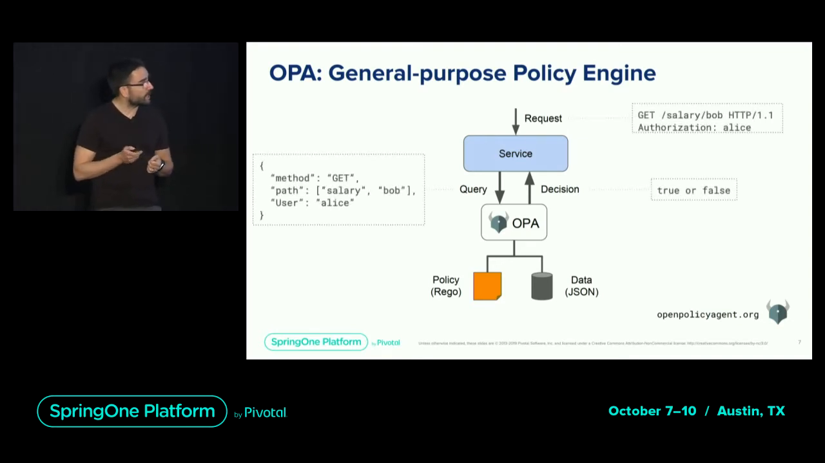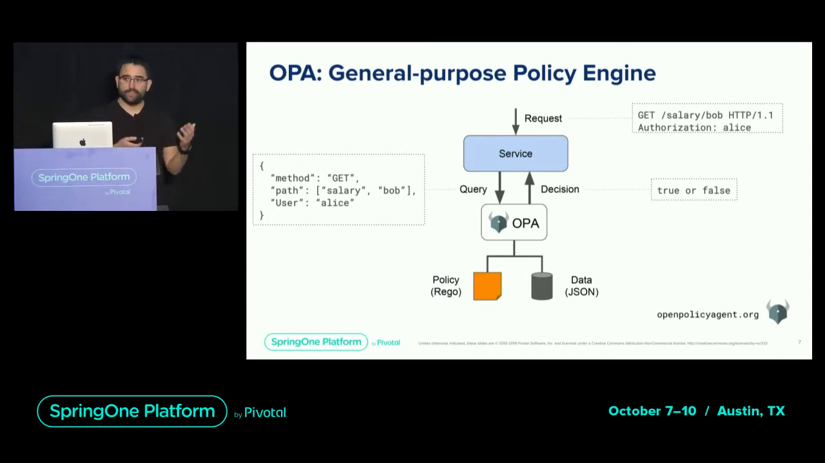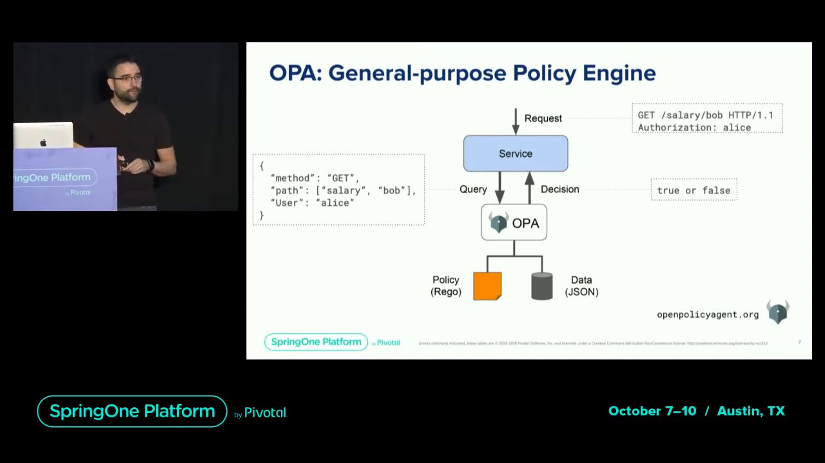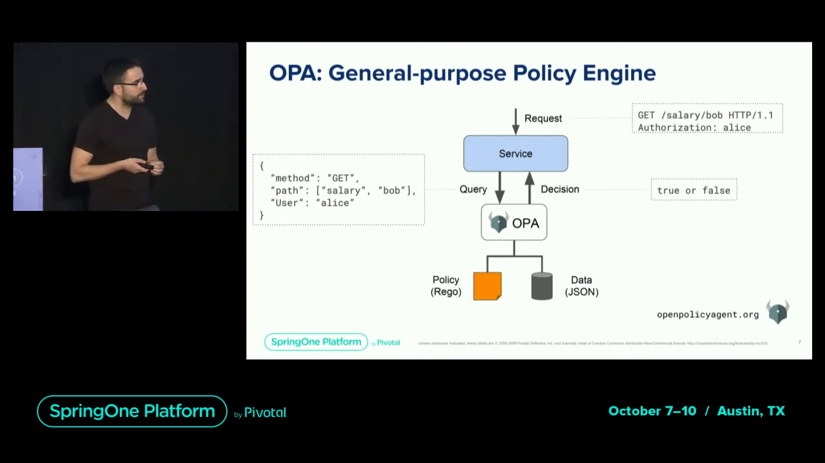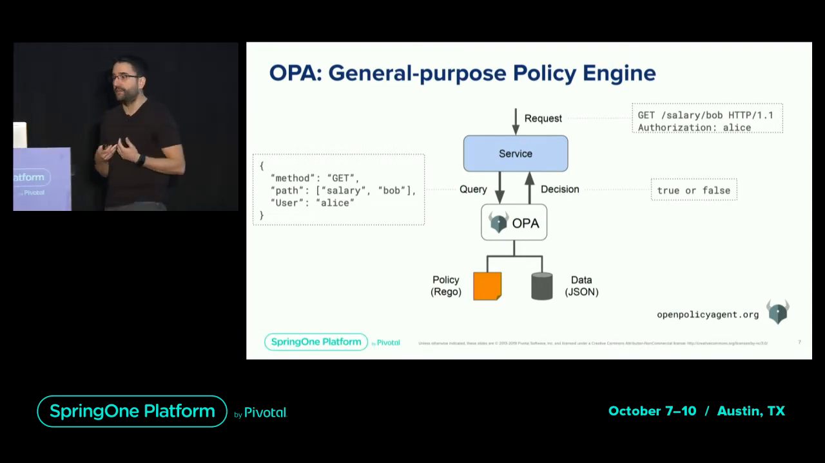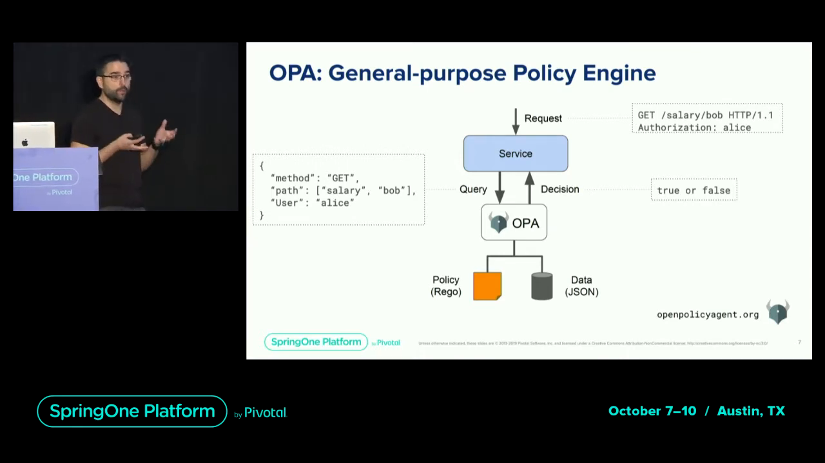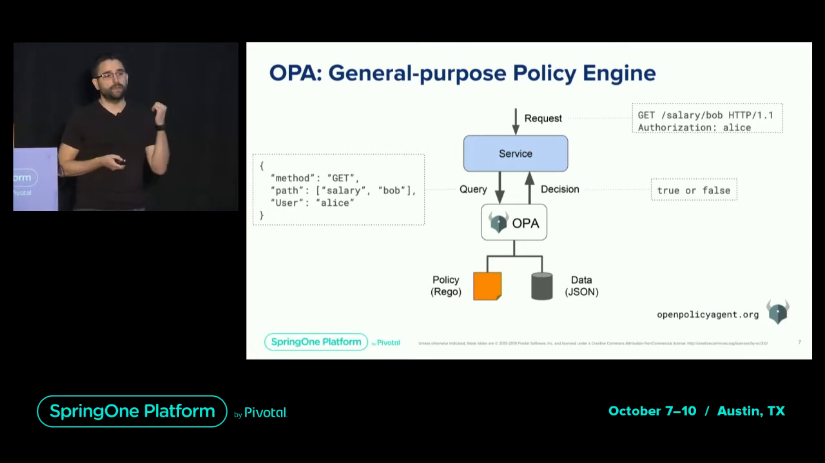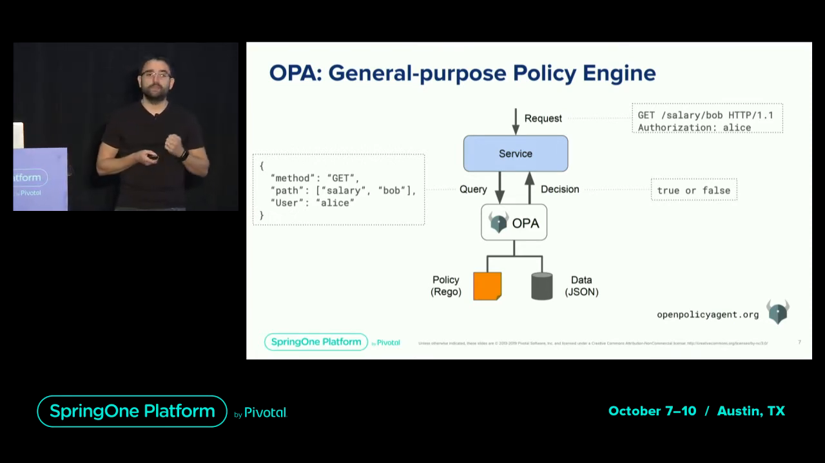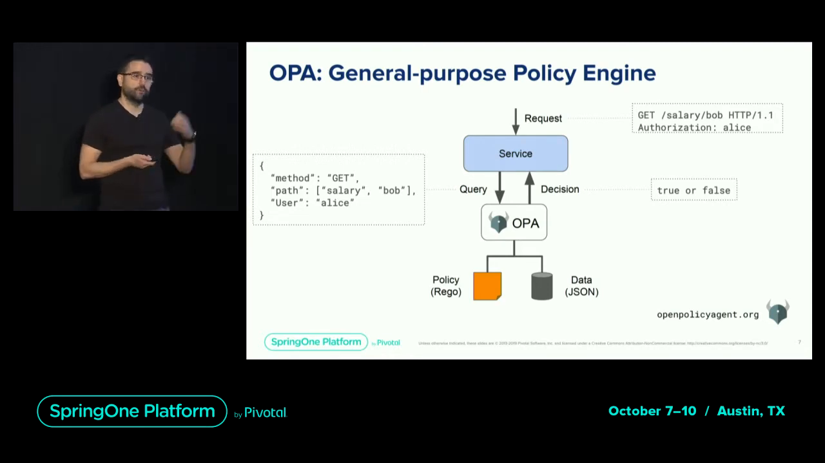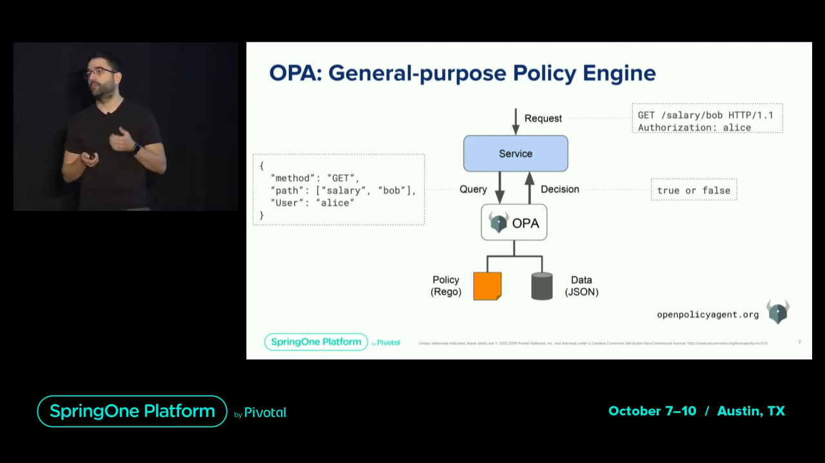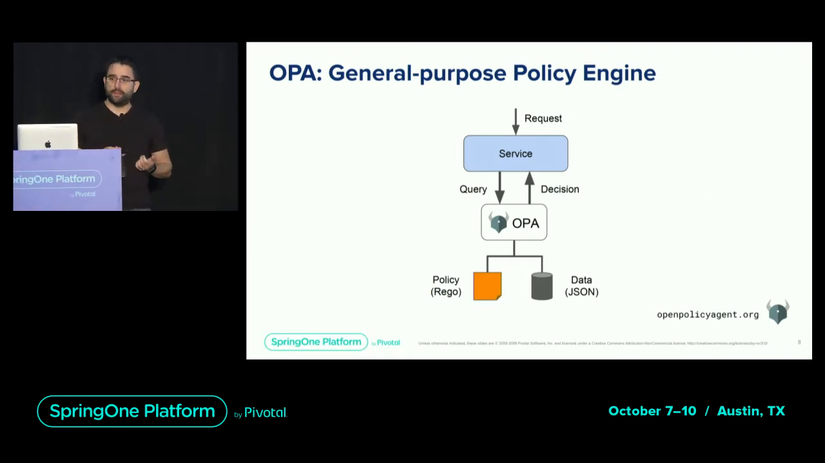And to take a quick look at the example, which is tied to what we were seeing before, in this example we have again an endpoint to get the salary information, in this case about a person called Bob, and I'm identifying myself as Alice. The service is basically mapping the domain information into a JSON structure, passing that as a query to OPA, and OPA is making a decision, true or false. And now it's time for the service to enforce that decision and decide, okay, this person can or cannot access this service. Now, these services can be multiple things.